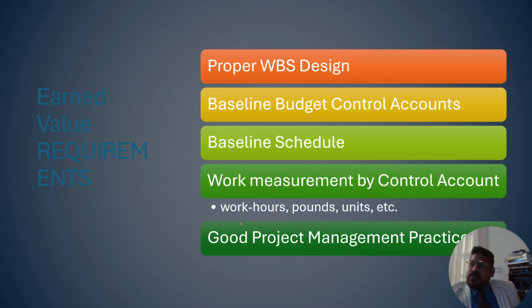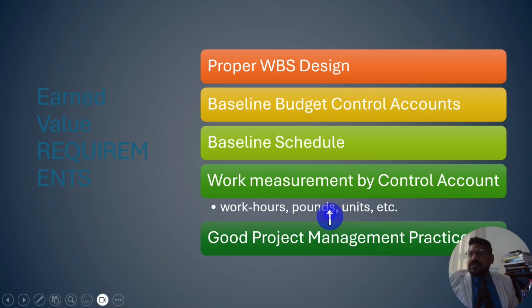Okay, earned value requirements. Proper WBS. The whole scope is divided into a number of smaller chunks. Those small chunks are known as WBS, and then they are further divided into activities. Baseline budget control, baseline budget control accounts, baseline schedule, work measurement by control accounts, work hours, pounds, units, etc., and good project management practices.